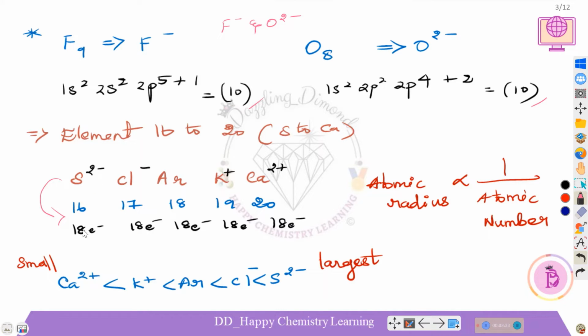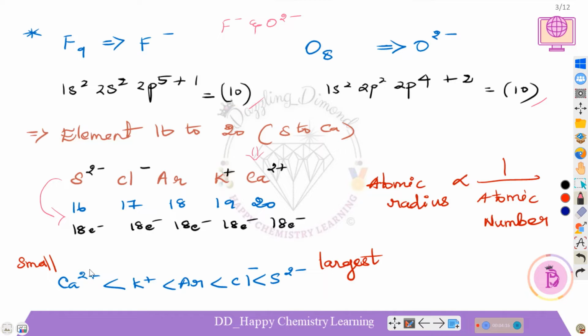Without these charges, they are not isoelectronic species. When sulfur bears a 2- charge and potassium bears a plus charge, they both have the same number of electrons and are said to be isoelectronic species, right? And another thing is that here the atomic radius is inversely proportional to the atomic number. Let us take calcium. Calcium has the highest atomic number, 20. But when you see the atomic radius, you can observe that calcium has the smallest atomic radius.